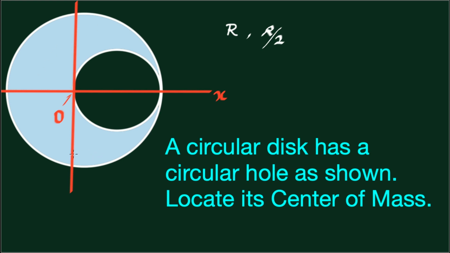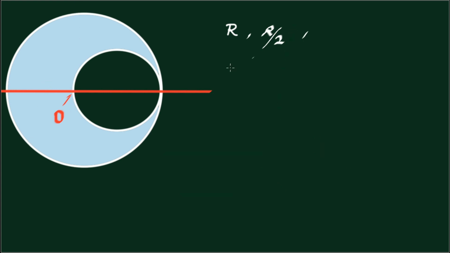Since most of the mass of the disk is on the left of the origin, we expect the center of mass to be somewhere there. Let's start by saying the mass per unit area of the disk is sigma. Right away I should tell you that the answer will not depend on sigma. Sigma should cancel out, because whether this disk with a hole is made of cardboard or brass or iron, it doesn't matter. The center of mass is going to be located at the same point.